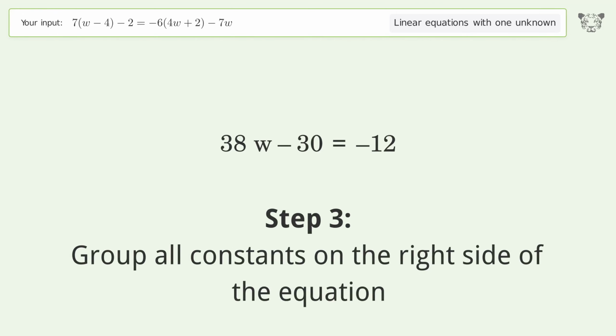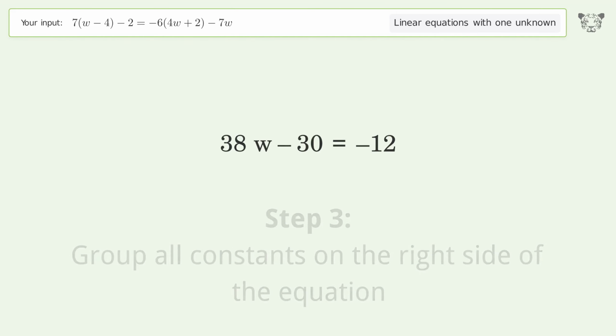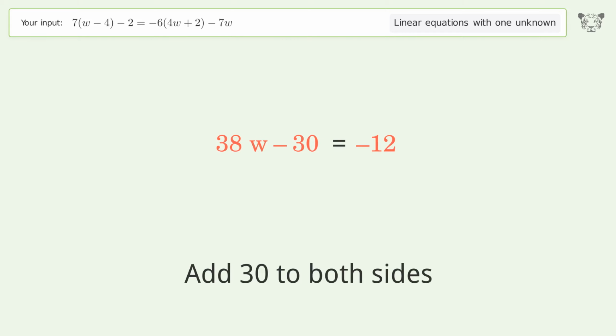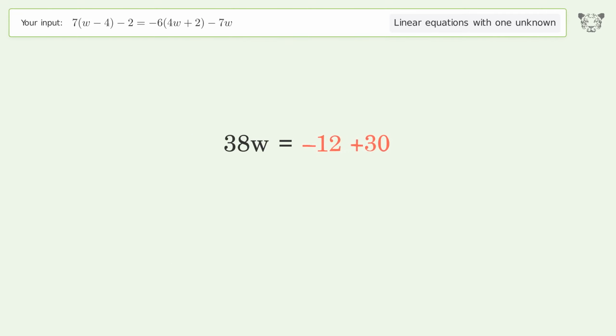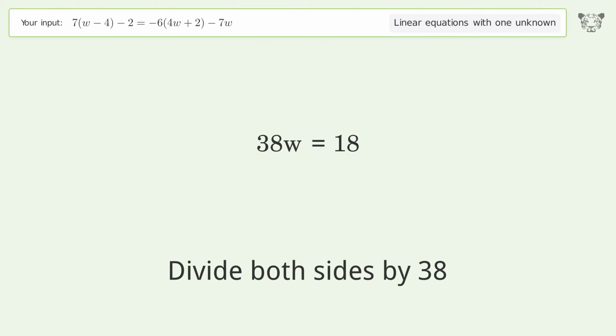Group all constants on the right side of the equation. Add 30 to both sides. Simplify the arithmetic. Isolate the w. Divide both sides by 38.